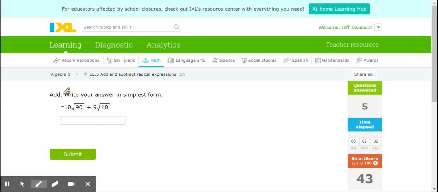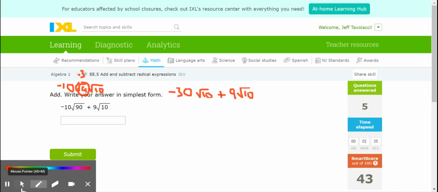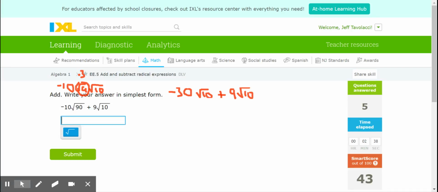So this one we're going to break up into negative 10 times the square root of 9 times the square root of 10. Okay. Now, the square root of 9 I can take. It's going to be 3, and that's going to join the negative 10 that's already on the outside. So that's going to give us negative 30 square root 10 plus 9 square root 10. Okay. Now, this is negative 30 plus 9, which is going to give us negative 21 square root 10.